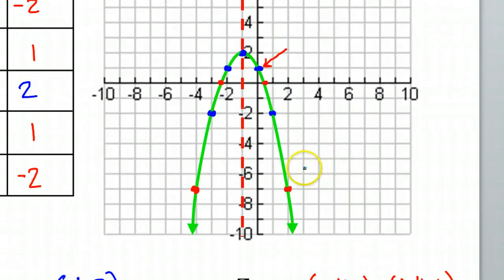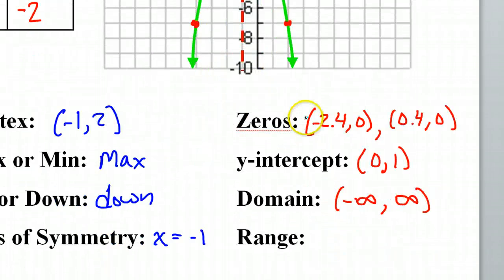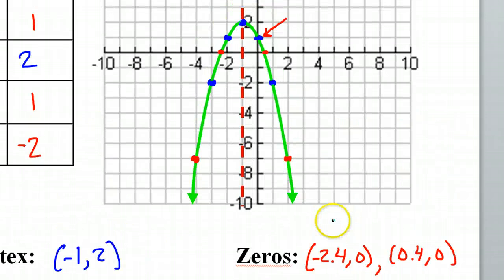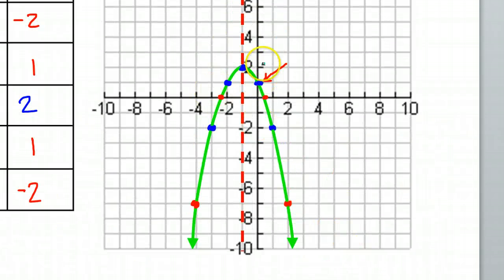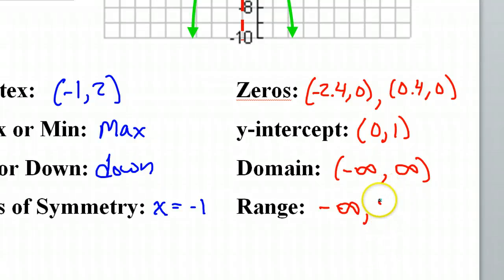Now the range represents the y values of a graph. So how low does this graph go and how high does it go? You have to give me the range in that order, from bottom to top. It's always from least to greatest. So how low does this graph go? Well, it goes down forever. So the first thing you have to put is negative infinity. And then how high does it go? Well, you see it goes up to 2 is the highest value. So it's going to go from negative infinity to 2.